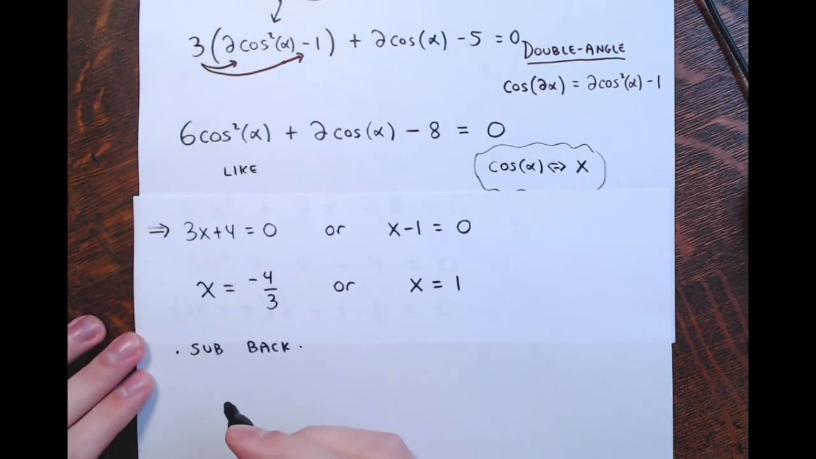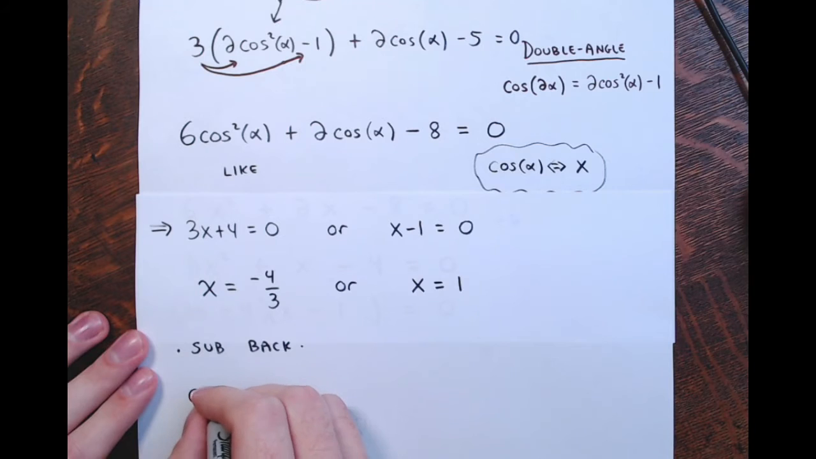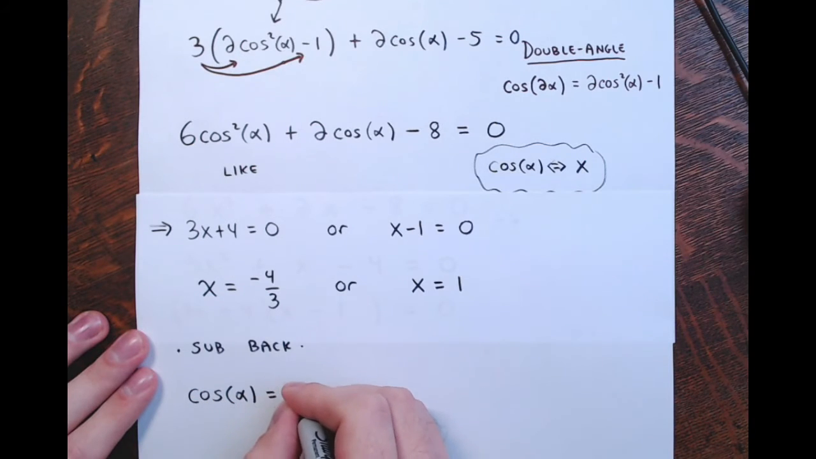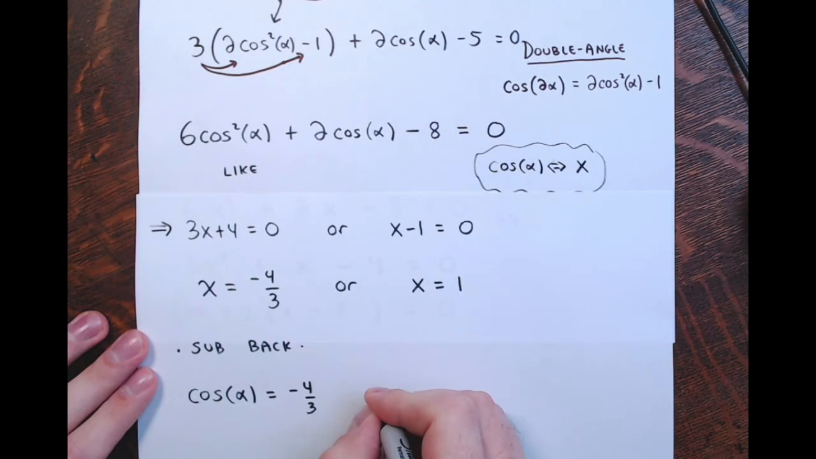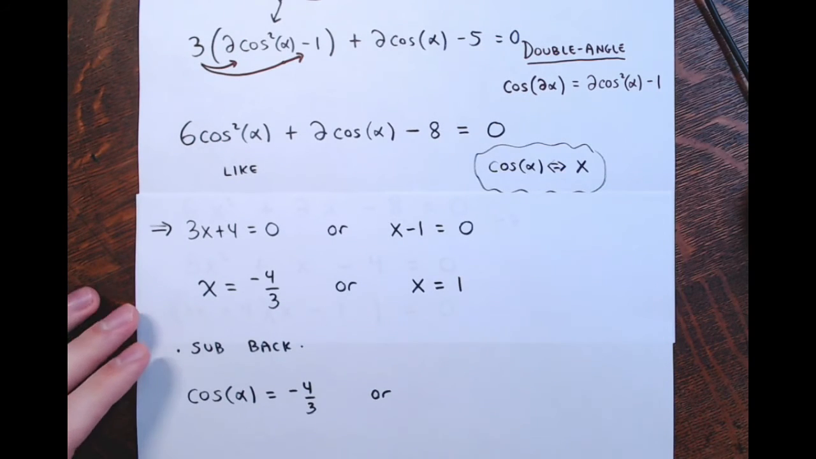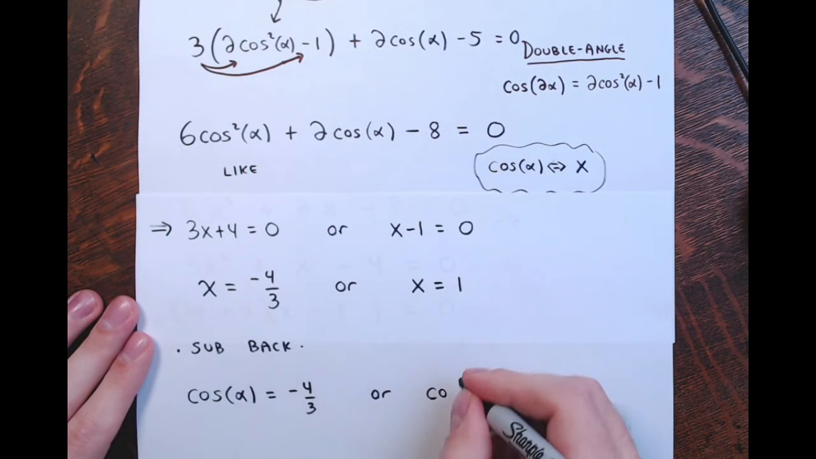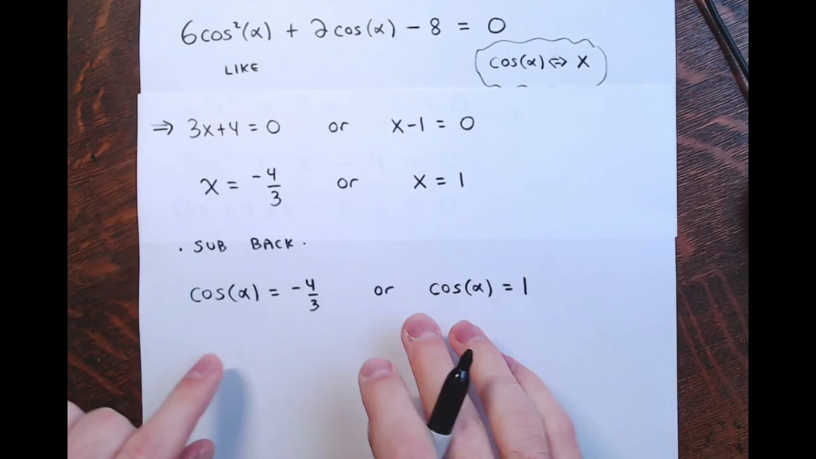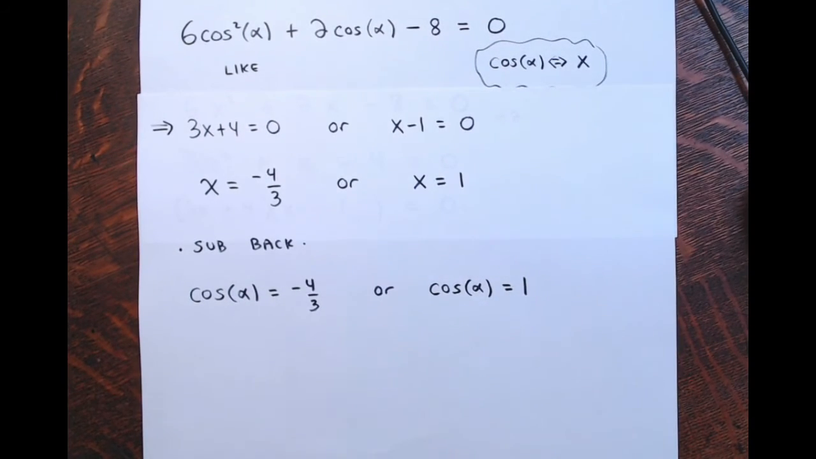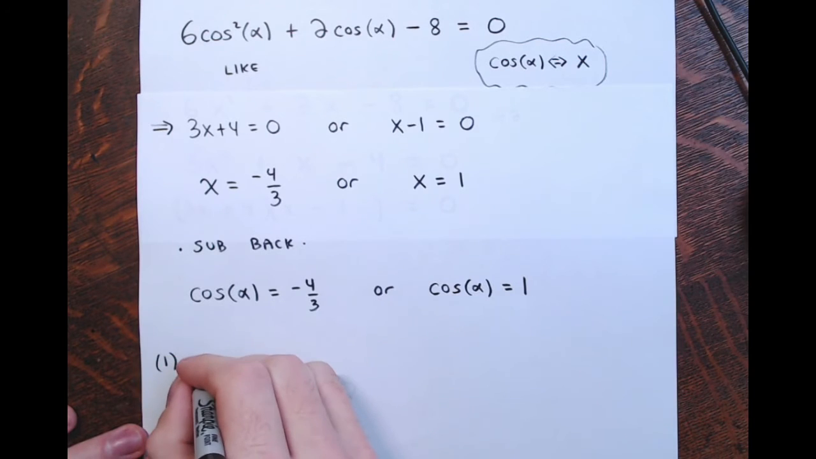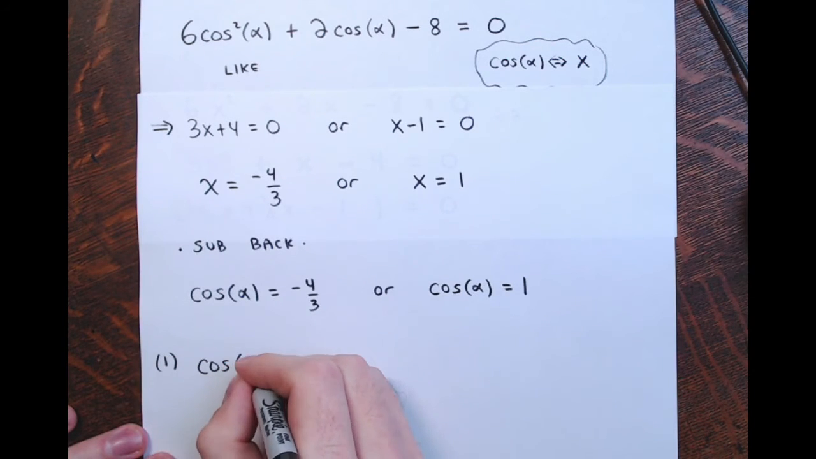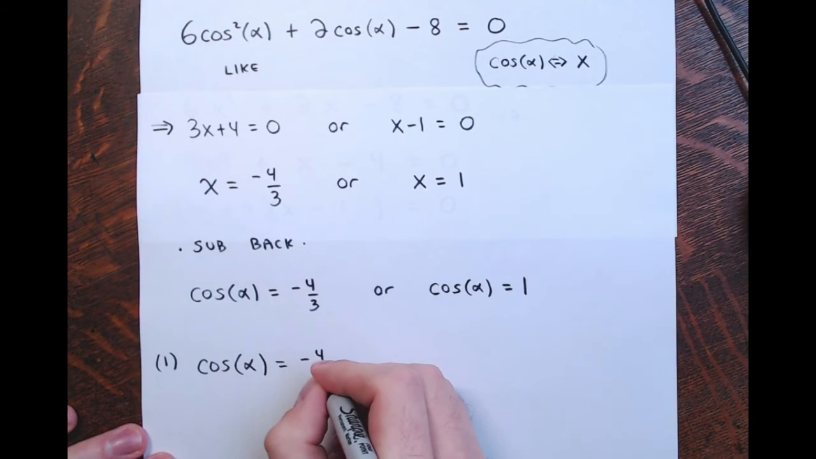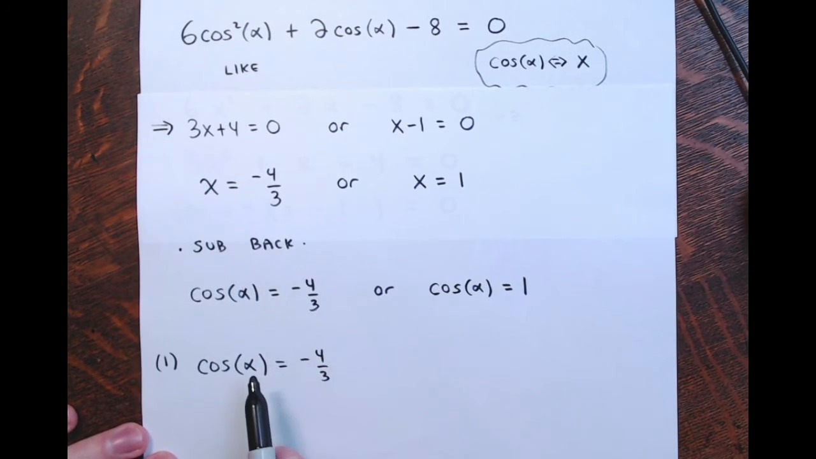and x equals negative 4/3 becomes the cosine of alpha equals negative 4/3, or, another area where I can get solutions here, the cosine of alpha equals 1. And I'll address each of these equations separately. So the first of these doesn't really tell us anything. I'm trying to solve cosine of alpha equals negative 4/3. Are there any angles with a cosine of -4/3? No.